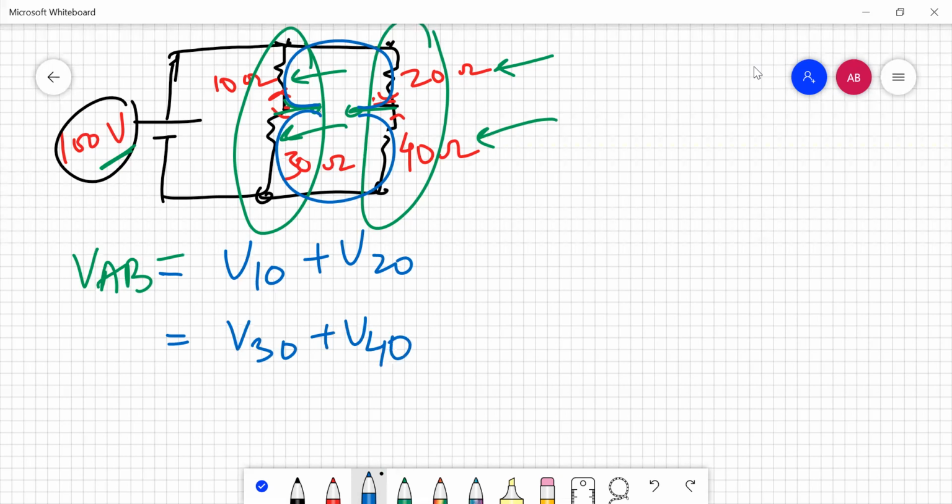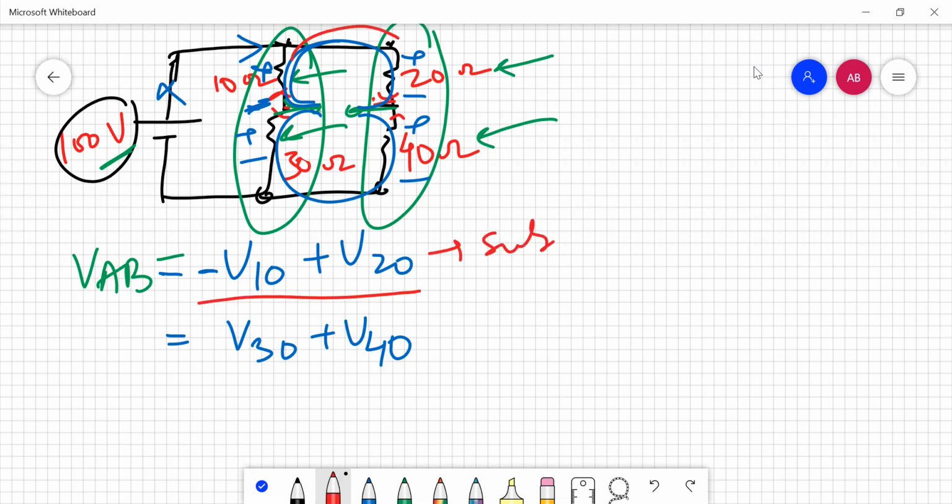How do we check it? The current goes from 100 volts. When it enters the 10 ohm, it will be positive, negative, positive, negative. Similarly here. So now when we are going from here, I have taken a negative sign first, so that means my V10 will be negative. So negative, positive, and then positive, negative will make it subtractive, so they will get subtracted from one another.